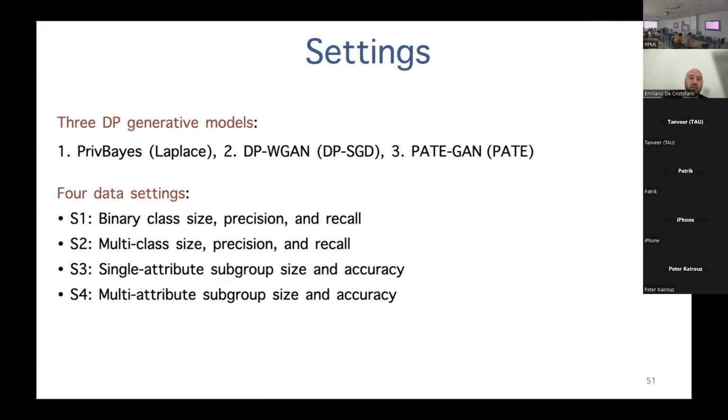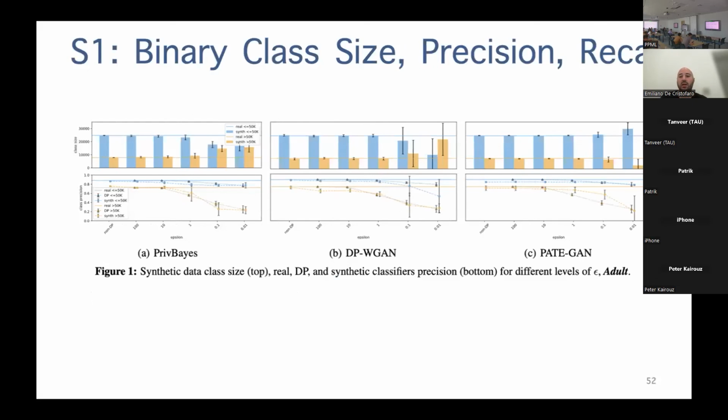We also work with four different data settings: binary class, multi-class, single attribute, and multi-attribute, and we look at size and accuracy, or size, precision, and recall, depending on which one makes more sense. We also vary the privacy budget and imbalance levels of the subgroups, and we try to understand what's going on. These plots are going to be a little bit hard to read, but I'm going to tell you what they actually mean.